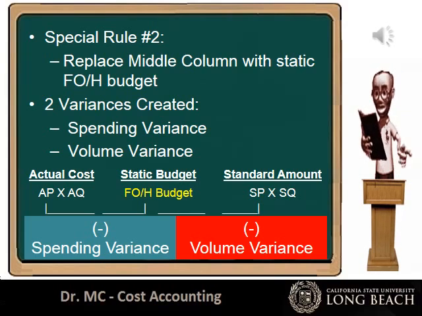The volume variance only exists because the actual volume of units assumed by your firm when it calculated its fixed overhead application rate, which was 10,000 units, is different from the actual number of units produced, which was 9,000 units. That is why this variance is called the volume variance.